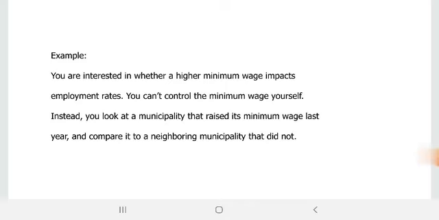Tulad ng kaso dito, syempre, hindi mo naman kayang baguhin, di ba? Yung minimum wage, for example, in Balayan or in Calaca or in Nasugbu. So, para kumbaga, take it or leave it. Kung ano yung nadatnan mo na levels or categories, yun na yun. Instead, you look at a municipality that raised its minimum wage last year and compare it to a neighboring municipality that did not. So, ganun na lang yung gagawin mo. Okay? So, definitely, this is the IV and then this is the DV. While you cannot control the IV, you can still measure the DV, diba? Employment rate. You would just simply ask kung ilan yung nag-apply o ilan yung nagtatrabaho in this particular place.